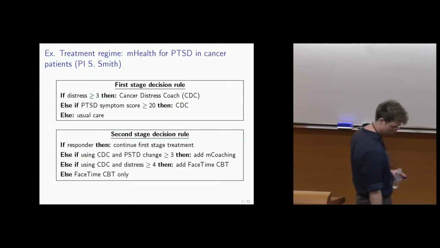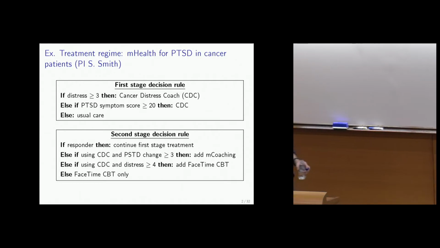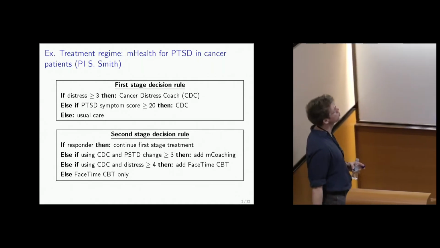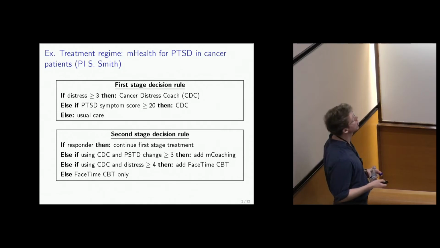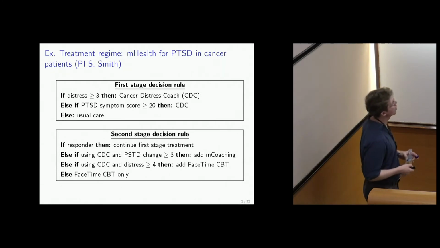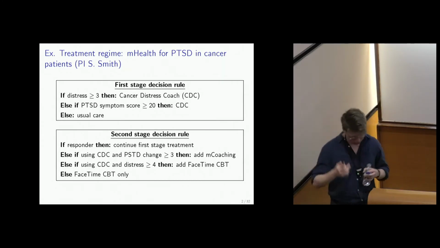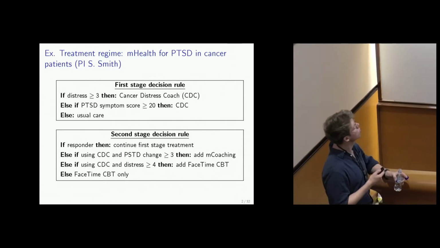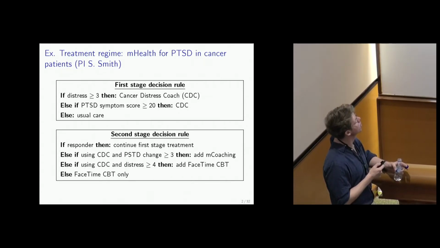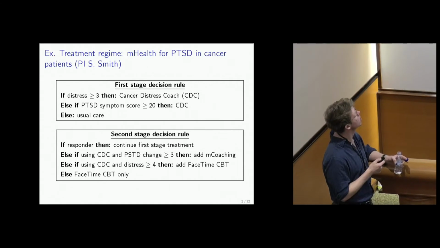Okay, so what do I mean by a decision rule, a treatment regime? A treatment regime consists of a sequence of decision rules. In this talk, we're going to be thinking about two-stage regimes, so we're going to have two decision rules. This is a decision rule that was estimated or constructed from data from a study on PTSD in cancer patients.